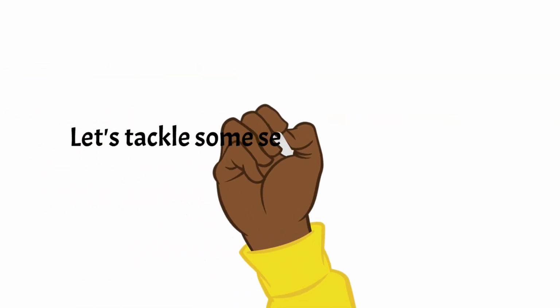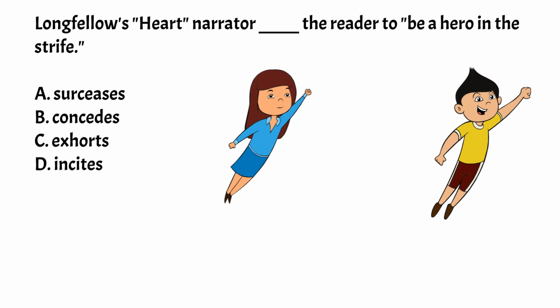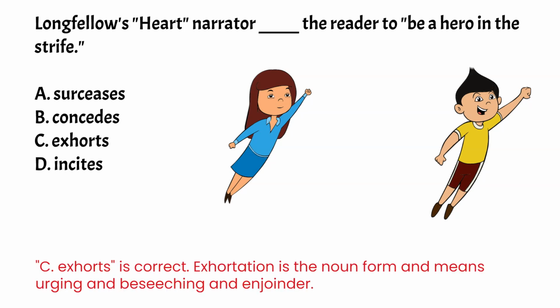Let's tackle some sentence completions. Longfellow's heart, narrator, the reader to be a hero in the strife. A. Surceases. B. Concedes. C. Exhorts. D. Incites. C. Exhorts is correct. Exhortation is the noun form and means urging and beseeching and enjoinder.